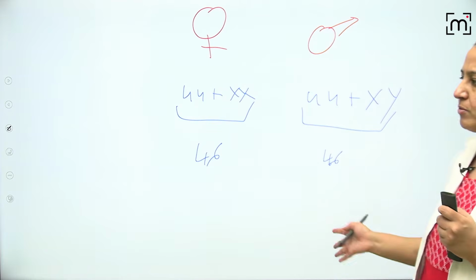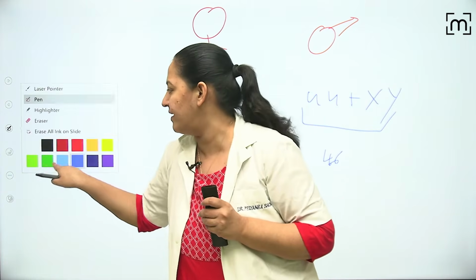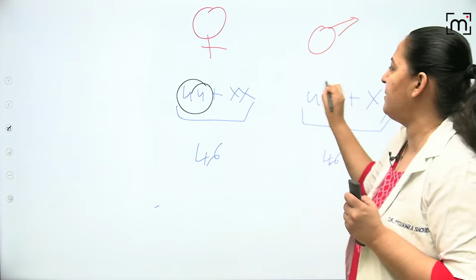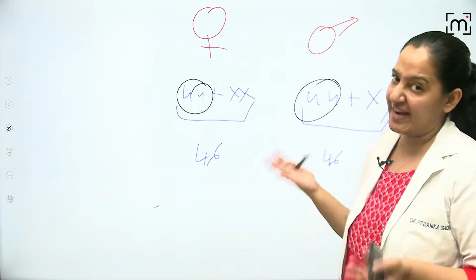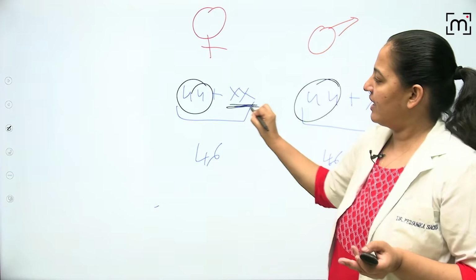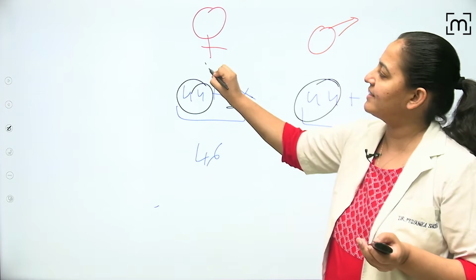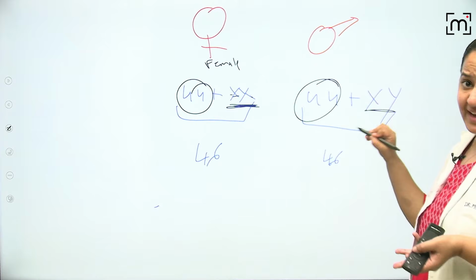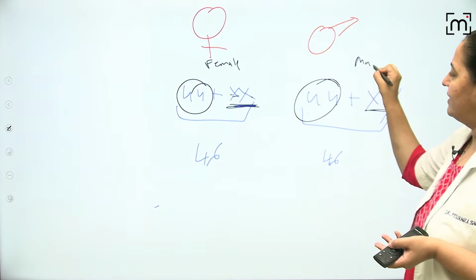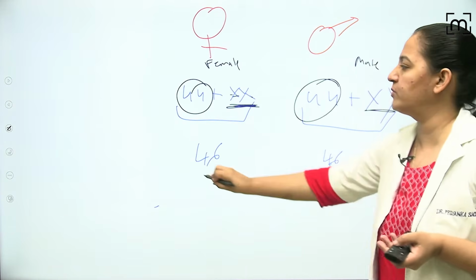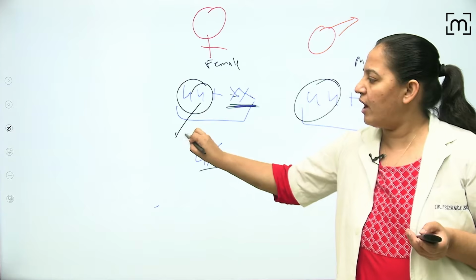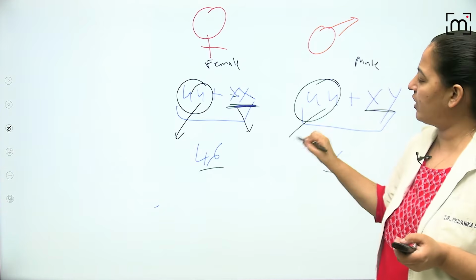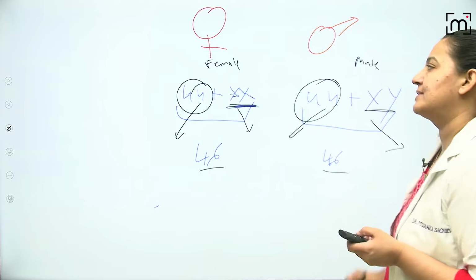Out of the 46 chromosomes, the first 22 pairs, you can see these 44 are same in both of them. What defines the gender is the last pair. If the last pair contains both X, that is a female. And if the last pair contains one X and one Y, that is a male. So total 46 chromosomes are like this. These 44 are known as autosomes, and the last pair is sex chromosome. Here also 44 are autosomes, and the last pair is sex chromosome.